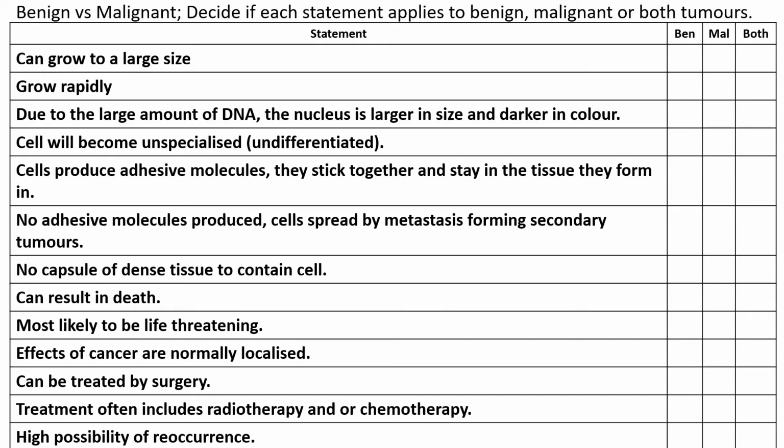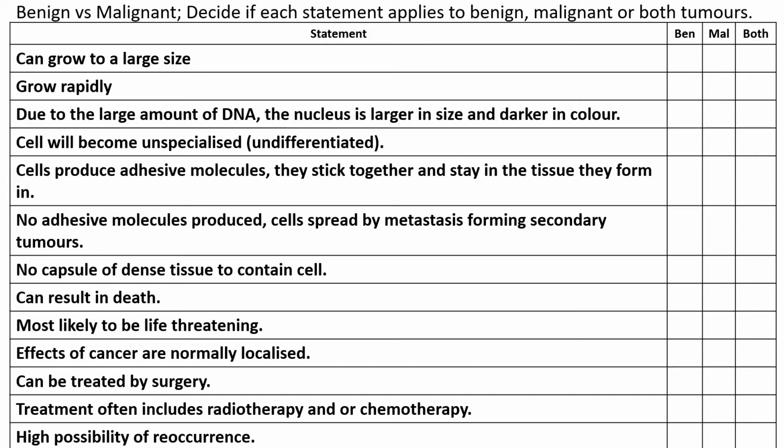You need to be able to describe the properties and characteristics of a benign tumor and a malignant tumor. Some of the statements in front of you only apply to benign, some apply to malignant, and some apply to both. What you have to do is pause the presentation, work your way through each one, decide if it's benign, malignant, or both, and when you're ready, you can restart the presentation and check your answers.